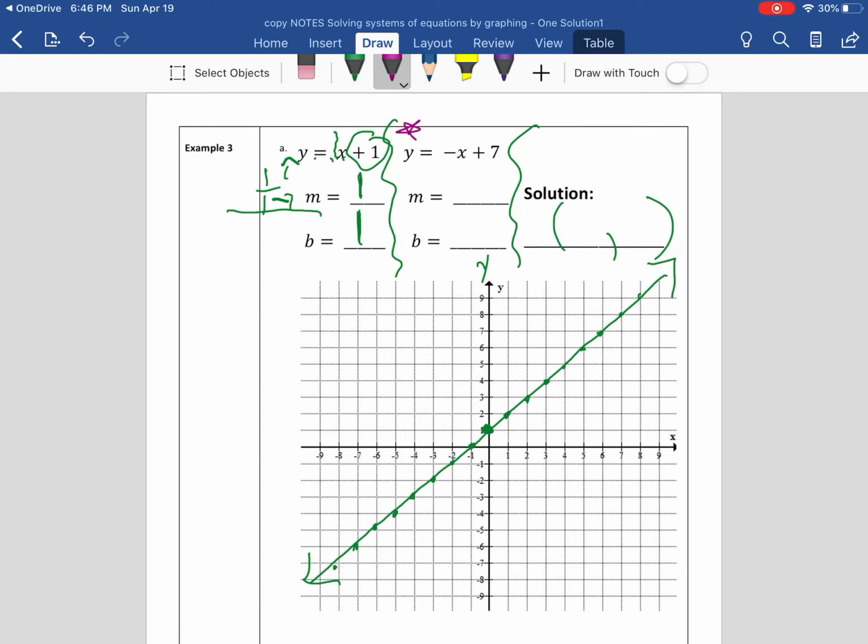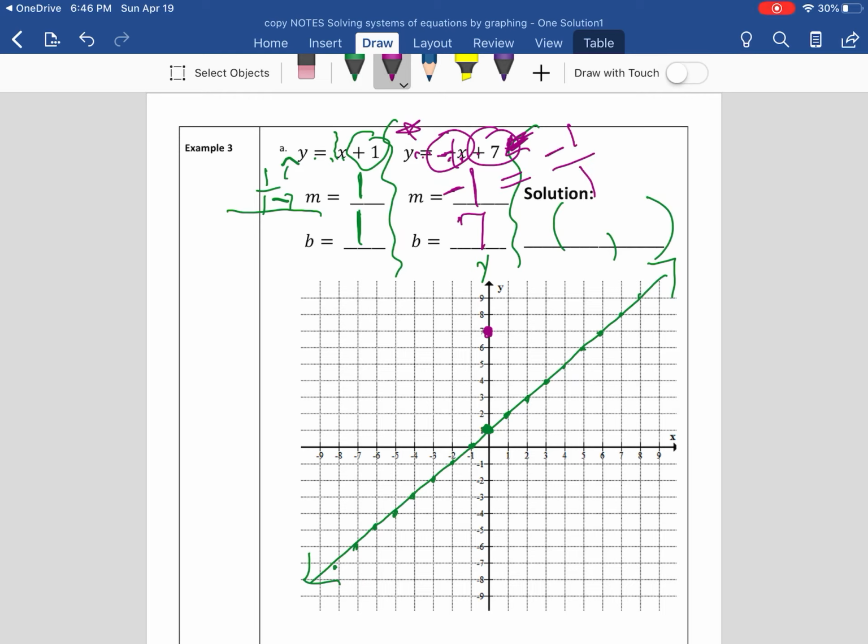All right, now I'm going to pick pink. Let's do this equation. Y equals mx. Well, what's my m with the x? A negative 1. Y equals mx plus b. What's my b? A positive 7. So I'm going to start my line on the y at the positive 7 right here.